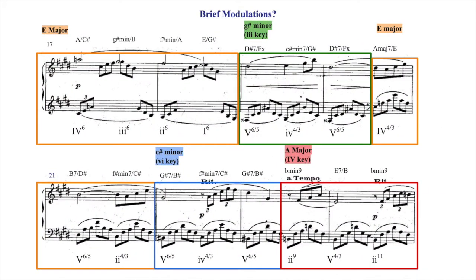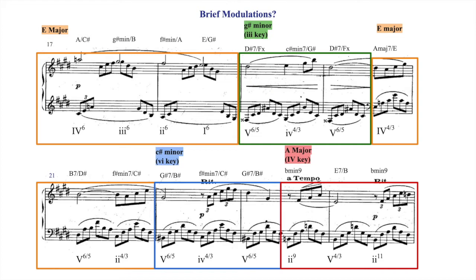A moment that is particularly difficult to interpret is measures 17 through 24. The key area of this section is difficult to analyze because it is unclear whether Debussy is momentarily modulating, hinting at other keys via altered chord qualities, or simply using a series of unconventional tonicizations.